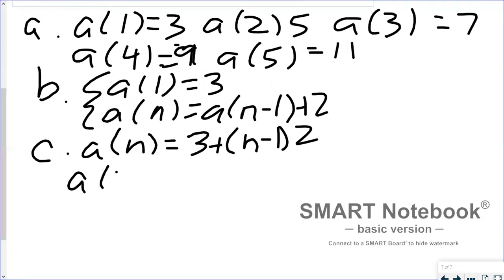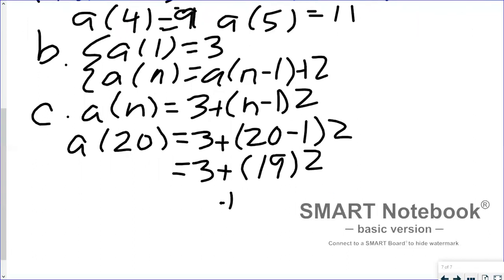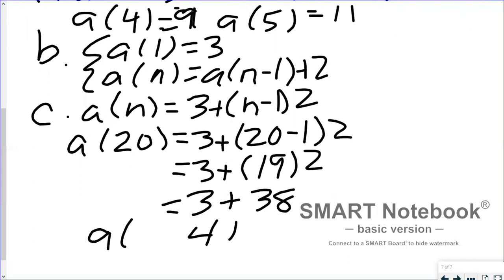So that means just plug in 20. So A20 equals 3 plus 20 minus 1 times 2. So we say 3 plus 20 minus 1 will be 19. We're simplifying here. Times 2. 19 times 2 would be 38. And 3 plus 38 would be 41. So A20 equals 41. And I hope that answers most of your questions for the quiz and your assignments for this week. Good luck, and be sure to email me if you have any questions.